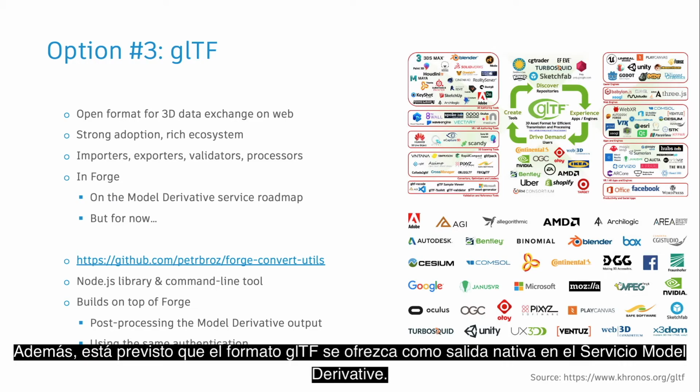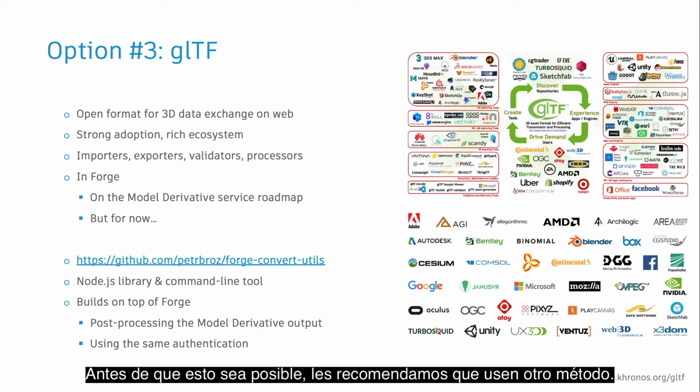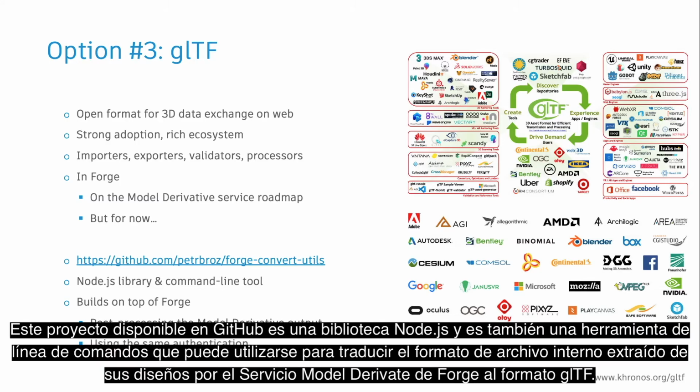On the Forge side, there is a plan to offer GLTF as another native output in the model derivative service. But until that is available, there is another option we recommend that you check out. We provide a library called Forge Convert Utils. This project, available on GitHub, is a Node.js library and also a command line tool that can be used to translate the internal file format extracted from your designs by the Forge model derivative service into this GLTF format.